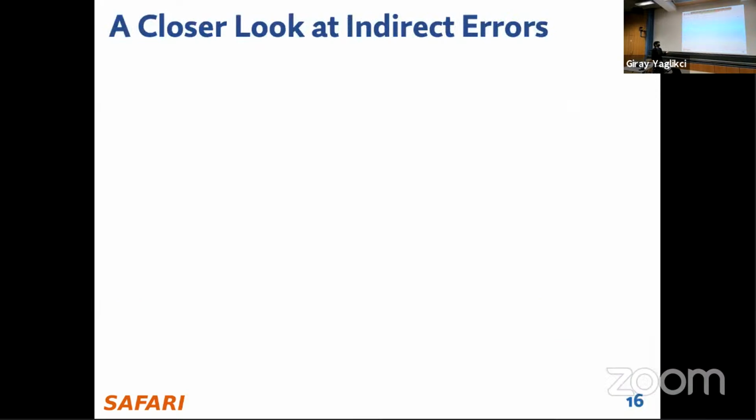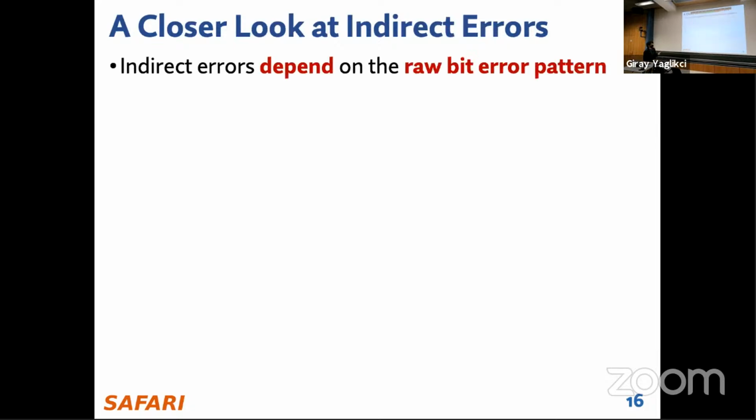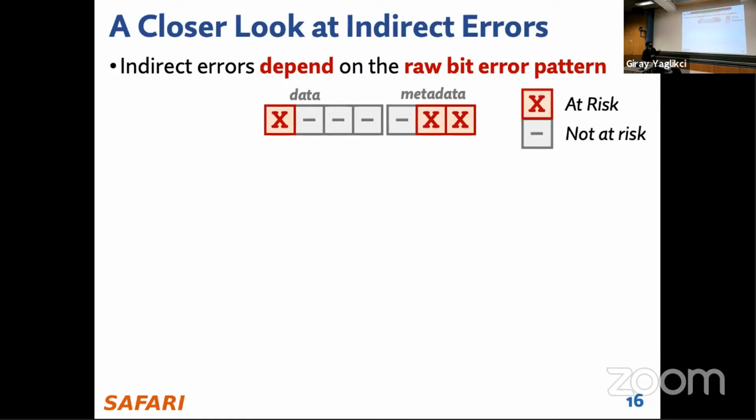Let's look at these indirect errors a little more because they're very significant to what we're doing in this work. An indirect error fundamentally depends on the raw bit error pattern that occurs. Here I'm replacing the E for error with X, meaning at risk. So now this bit may or may not fail, but it does fail sometimes.